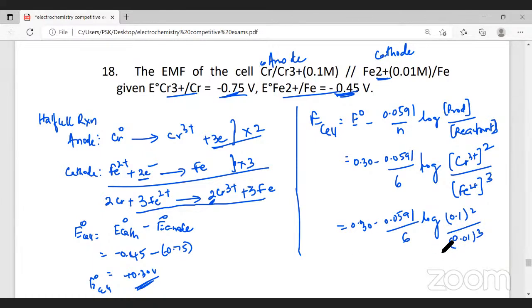On simplification, it's mathematics, we will get 0.30 minus 0.24 by 6. On dividing further, you will get the value to be 0.26 volts. It's mathematics, so I'm not working it on the screen. You can do the mathematics part of it. Did you understand this problem?